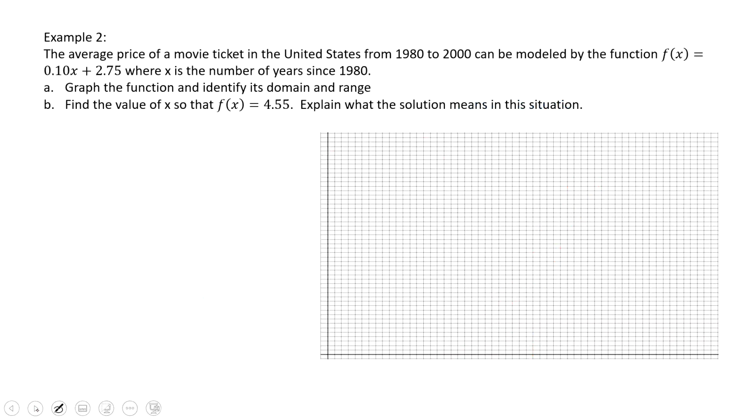Okay, another example. The average price of a movie ticket in the United States from 1980 to 2000 is modeled by the function f of x equals 0.10x plus 2.75, where x is the number of years since 1980. They want us to graph the function and identify domain and range. So here what I'm going to do is each one of my lines here is 0.1, if that helps. Each one of my y-axes, I will do, I guess, let's call it 25 cents. Does that make sense?